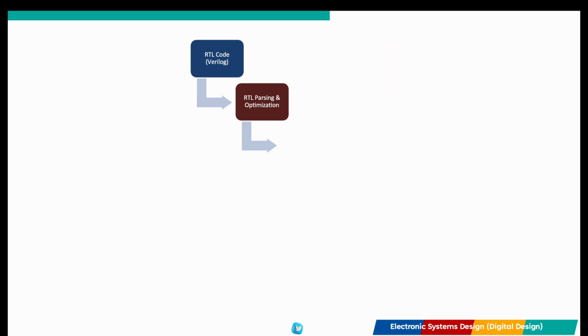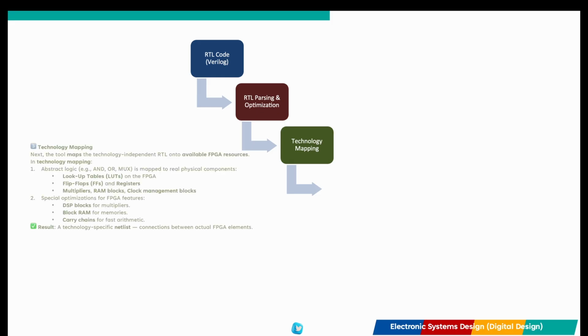Moving on to the next step, technology mapping. This is the most critical step. The compiler takes your optimized logic and looks at the library of the specific FPGA you are using. It asks, how do I fit this 4-bit ALU, for example, into the specific lookup tables and registers available on this Intel or Xilinx chip? It's like a high-speed game of Tetris, fitting your logic into the physical constraints of the hardware.